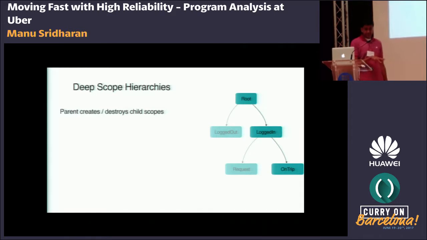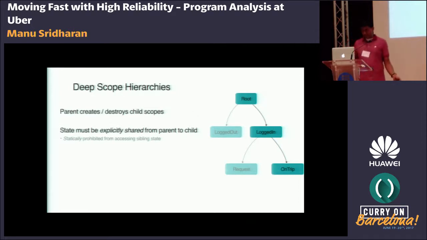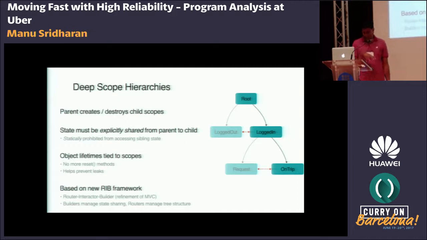So they have strong conventions around this scope tree. We have parents, which create and destroy child scopes. And state must be explicitly shared from parent to child. You can see it in the code base that you have to pass this down explicitly. And you're actually statically prohibited from accessing any state from your siblings. So again, this helps to keep features independent. And object lifetimes, if this is all done correctly, are tied to the scopes. So once you release a scope, all the corresponding state should be released also, which helps a lot with preventing leaks. This is all based on a new mobile application framework called the RIB framework that was defined at Uber, and we've talked about it some publicly.